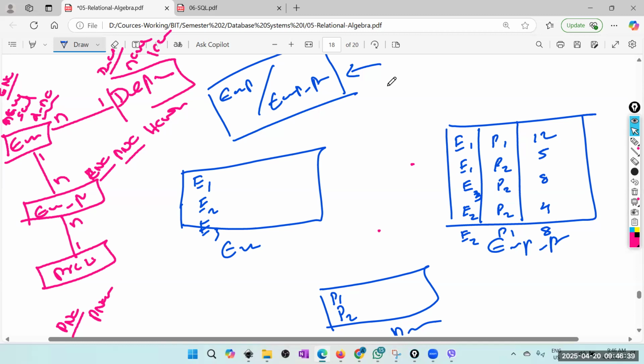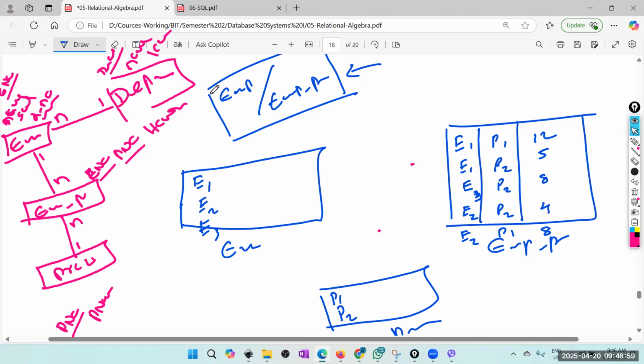Sir, can you repeat it again? So these are my employee records. These are my project records. And this is my employee project records, because it's a many-to-many relationship. These are the records: E1, P1, 12; E1, P2, 5; E3, P2, 8; E2, P2, 4; E2, P1, 8.